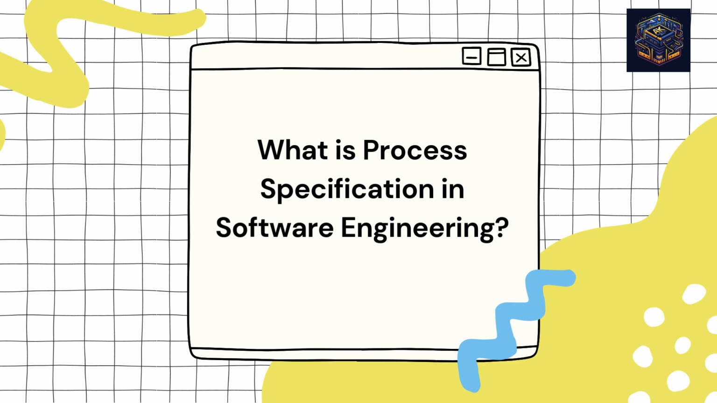To illustrate this, let's consider an example. Imagine Rakesh, who works in a small software development team building a mobile app. One day, a user reports a bug where they are unable to submit a form in the app. To fix this bug using the process specification method, we can follow these steps.